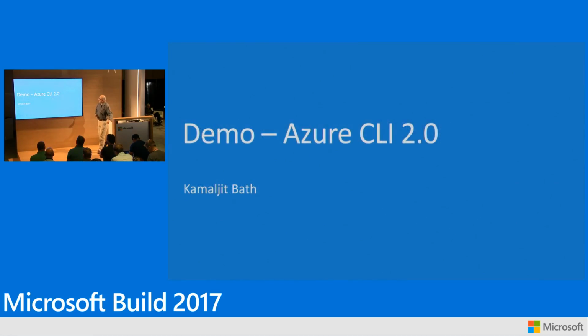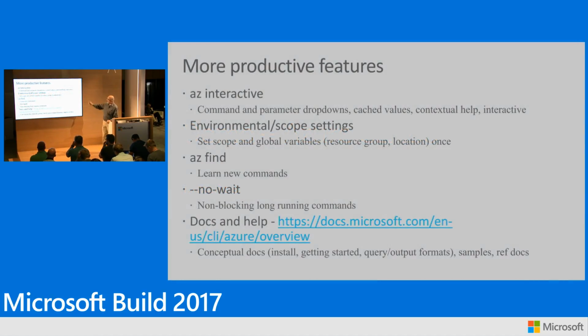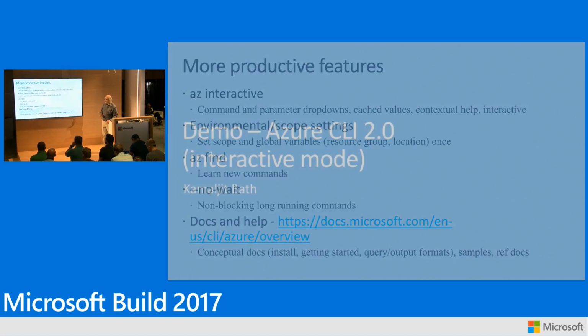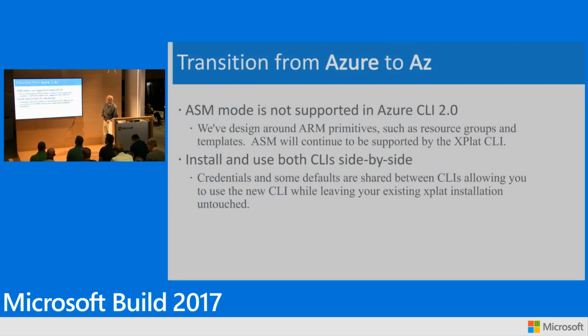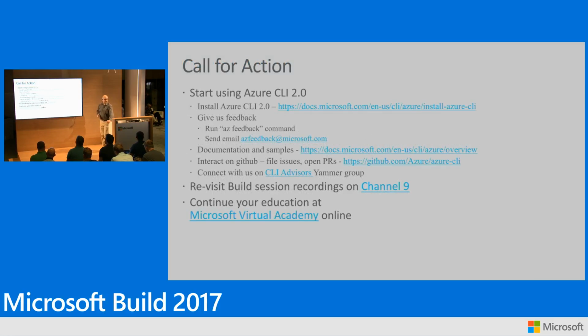Okay, so we talked about this. We did the demo. We talked about AZ Interactive, AZ Find. It's not a lot of time here, so let's finish it. As I said, ASM mode is not supported in Azure CLI 2.0. If you're using that mode, you have to use Azure CLI 1.0, which is available and supported. And that's it. I think we're out of time.